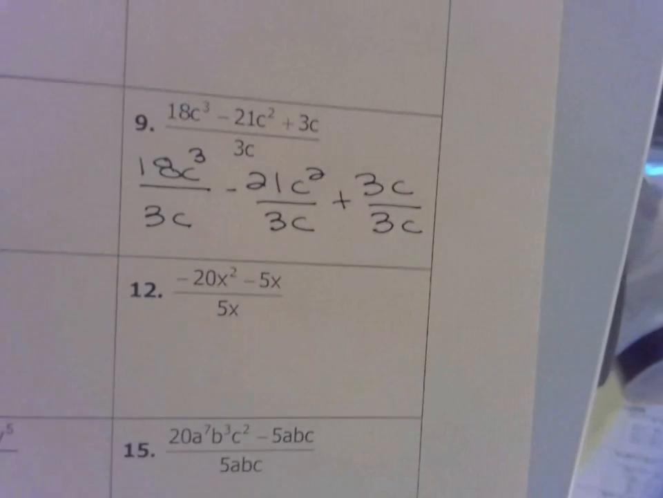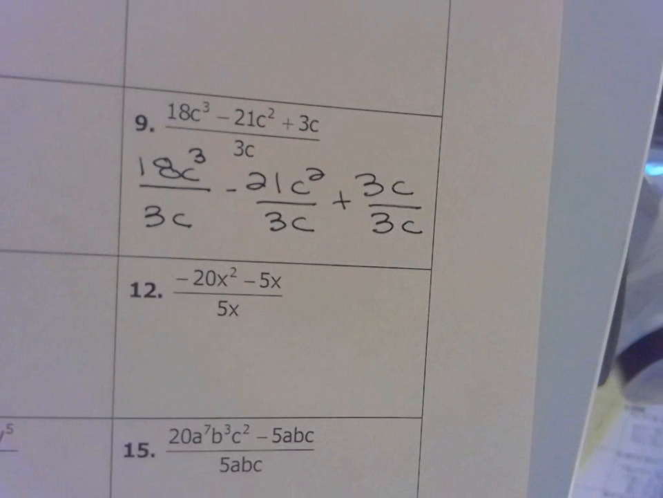Okay. Yeah, I said 18. It's 18c cubed. So you take every term on top and divide it by the one on the bottom. So 18c cubed over 3c. That negative 21, you just put the minus in front. Negative 21c squared over 3c plus 3c over 3c.